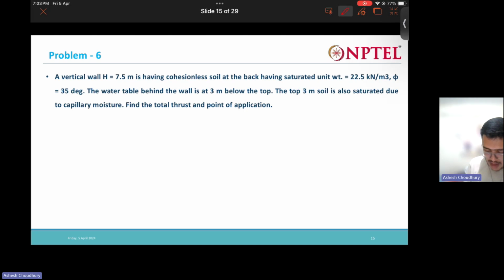A vertical wall of height 7.5 meter is having cohesionless soil at the back, having saturated unit weight as 22.5 kilonewton per meter cube. Friction angle is given. The water table behind the wall is at 3 meter below the top. The top 3 meter soil is also saturated due to capillary moisture. Find the total thrust and point of application. Okay.